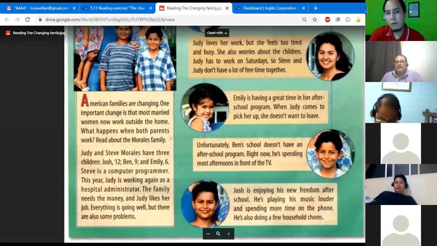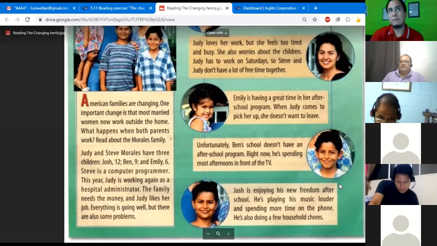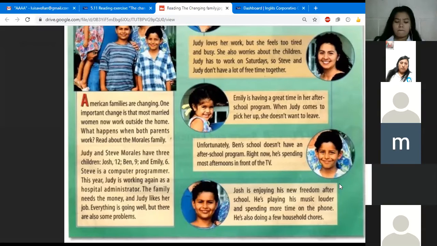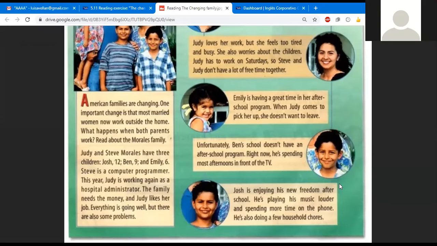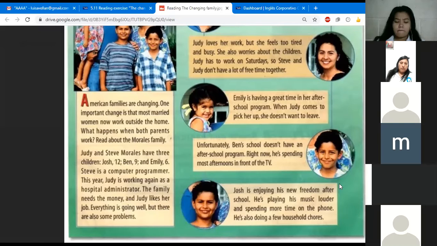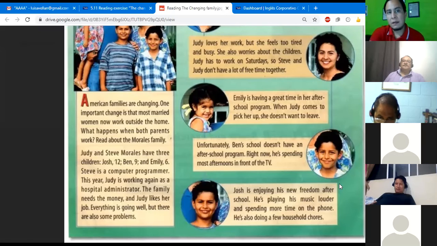The other problem is the work. No hay mucho trabajo. ¿Cómo se dice? There are not any job opportunities. Any job opportunities. Because the person leave the country. They leave the country. Here, send money to El Salvador. They send money to El Salvador. Okay. Yeah.